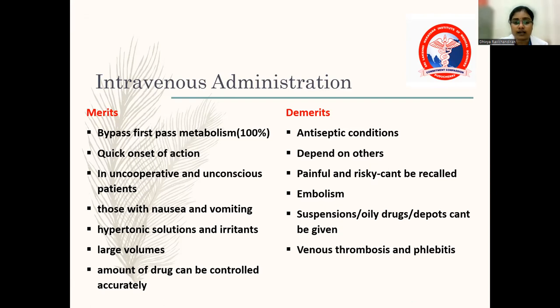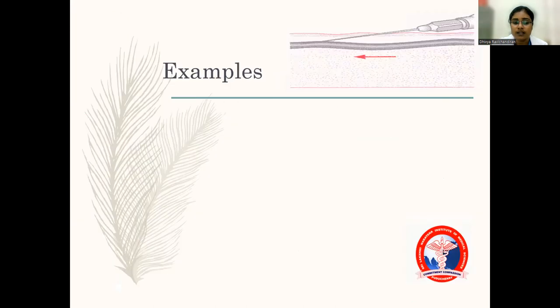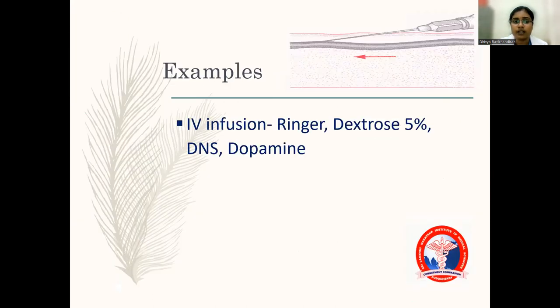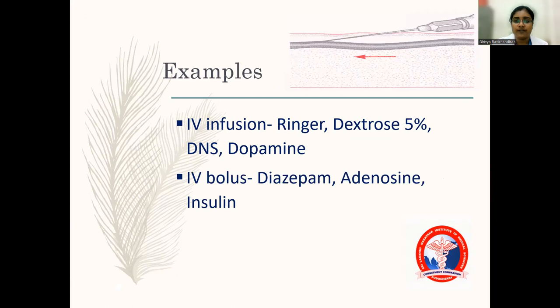Venous thrombosis and phlebitis can occur if it is given under septic conditions. If aseptic precaution is not followed, it can lead to phlebitis, and if a drug is given through intravenous administration for a longer duration, they can also have thrombosis and phlebitis. Necrosis can occur due to extravasation of the drugs. Like I already said, if irritants or hypertonic solutions are given intravenously and the drug gets extravasated around the area, it can cause necrosis of the tissue. Some examples of intravenous drug administration are IV infusions, like ringer-lactate, dextrose 5%, DNS and dopamine, and IV bolus like diazepam, adenosine and insulin.